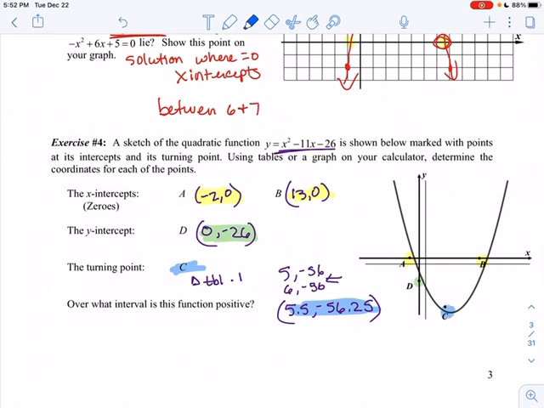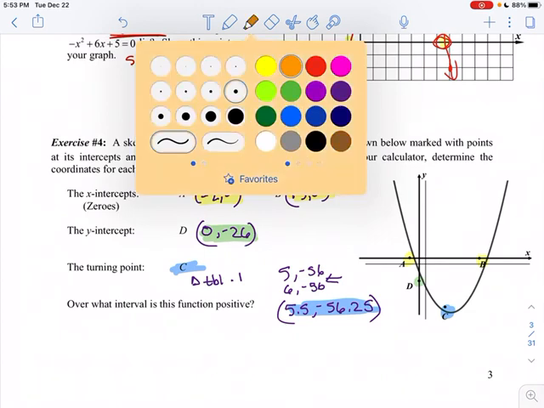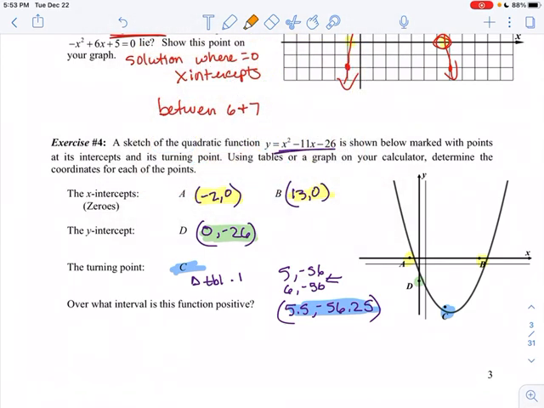And over what interval is this function positive? So this function is positive. Basically, let me get a different color right here. So this function is positive when x is greater than 13. So basically it's positive right here in orange, and on this side over here in orange. So it's positive when x is less than -2, and it's also positive when x is greater than 13.